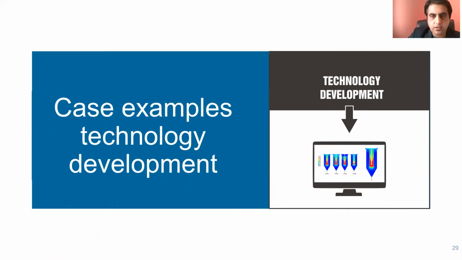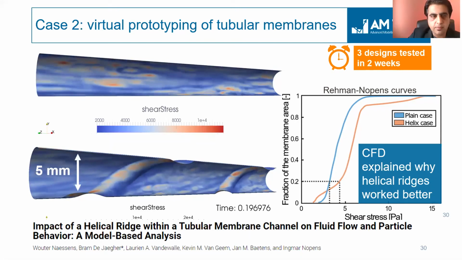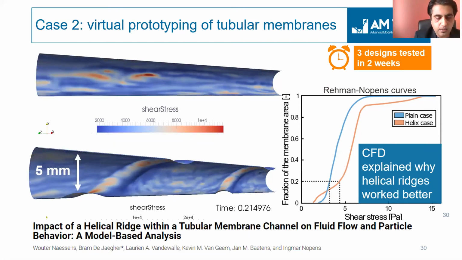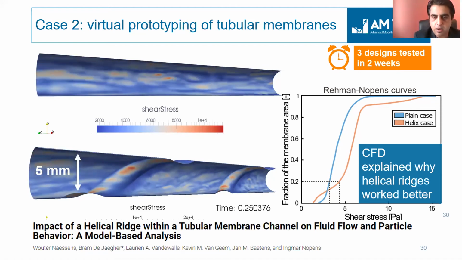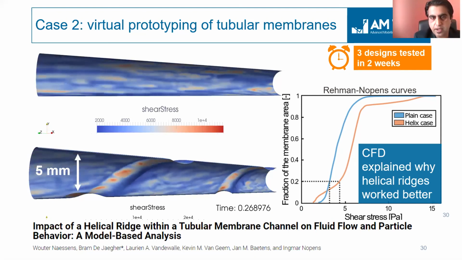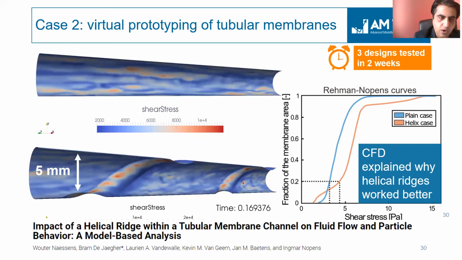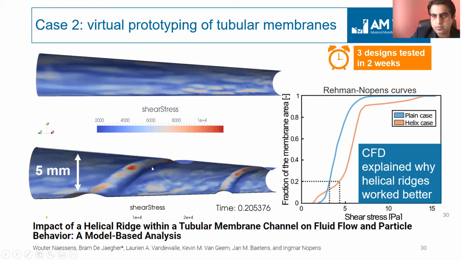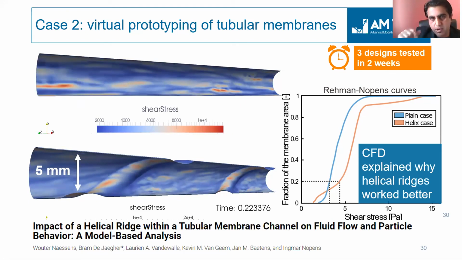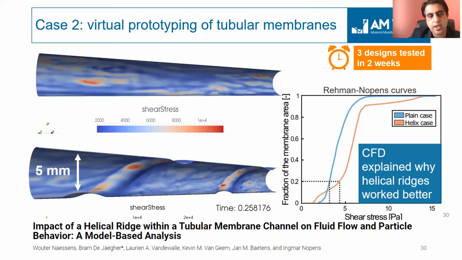And now if we look at the technology development part, we have a few more cases. This is a case where we modeled tubular membranes. In that case, the client found a new design which was performing better, but they didn't know really why and how much, and whether they could use that as a common design in their systems. The new design they found was this helical ridge structure inside these tubular membranes, which eventually led to less fouling or deposition of solids inside the membranes. So they wanted us to see and calculate why it is working better.